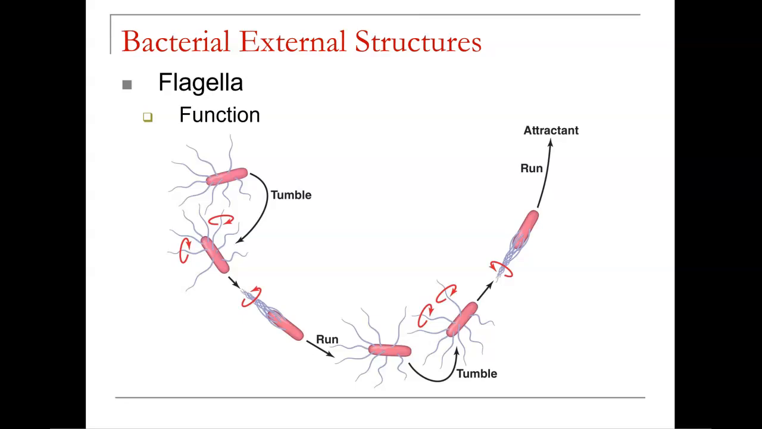It can be reversible, so it can actually go counterclockwise or clockwise. This is going to allow the bacteria to move in response to stimuli, or taxis, in the environment. So the movement is going to be in a series of runs, which is counterclockwise rotation in the same direction, and tumbles, which is clockwise rotation, in an abrupt direction.